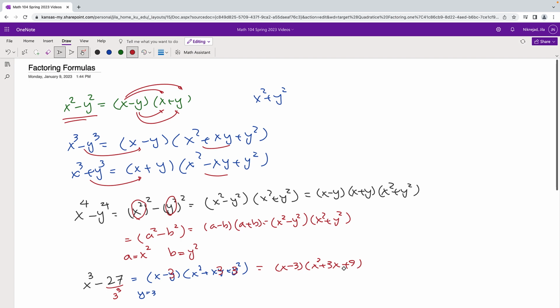So these factoring formulas, these three, please remember those or memorize them. It makes your factoring a lot easier.